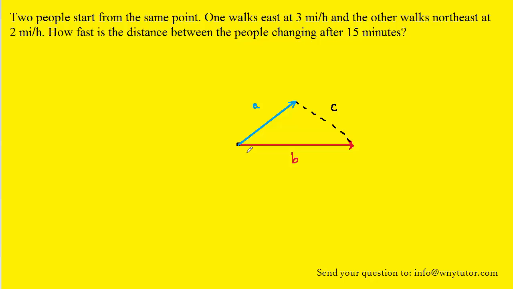Now this is not a right triangle, so we cannot use the Pythagorean theorem. But if we mark this angle right here with a capital C, it turns out that we're going to be able to use the law of cosines. So let's remind ourselves of that formula. Notice the difference between lowercase c, which is the distance between the two people, and uppercase C, which is the angle between sides A and B.